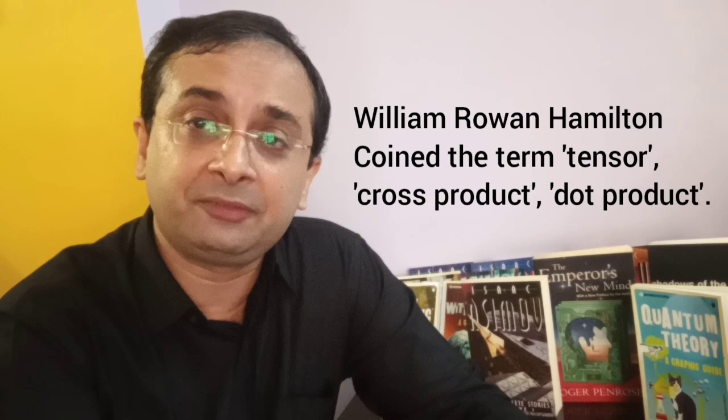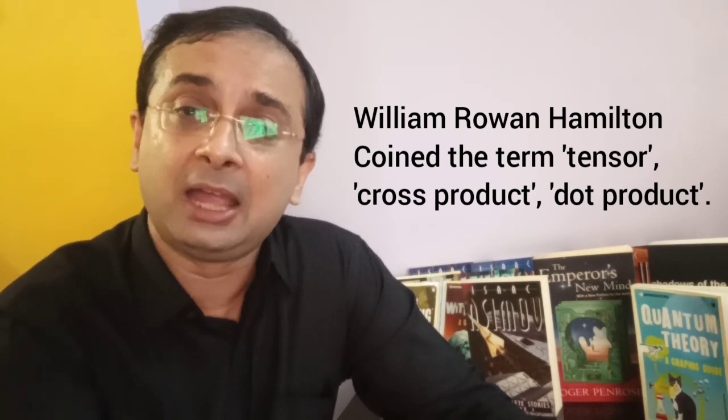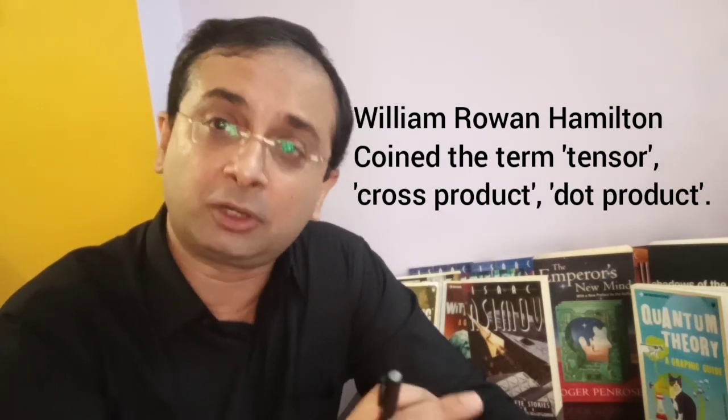As far as the history goes, an Irish mathematician by the name of William Rowan Hamilton was the first person. He lived around 1805 to 1865, if I'm not wrong, you can check it out. William Rowan Hamilton was an Irish mathematician working at Trinity College in Dublin, and he was the first person to coin the term tensor. He not only coined the term tensor, but also the terms cross product and dot product. So his main significance apart from mathematics has been coining the term tensor, as well as the terms dot product and cross product.